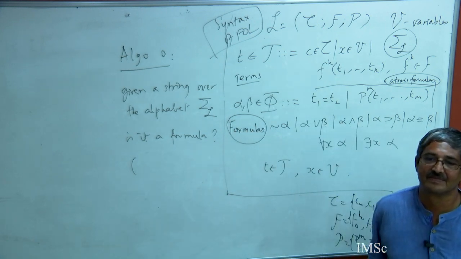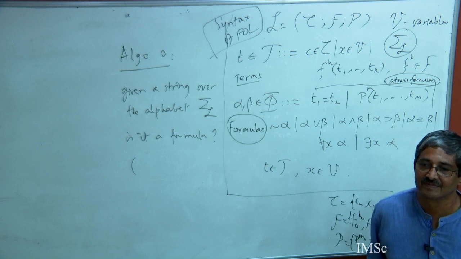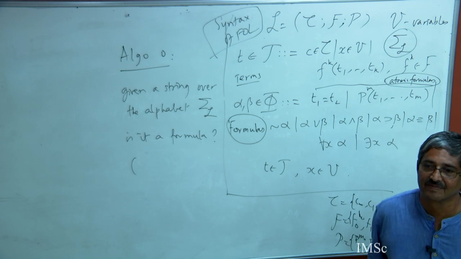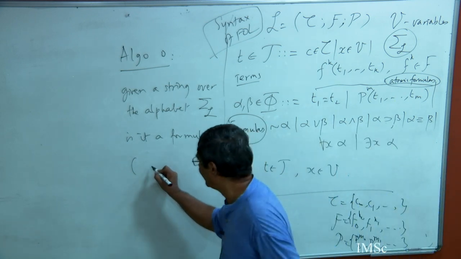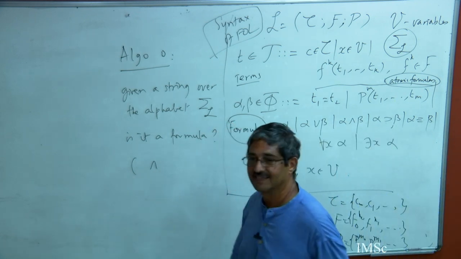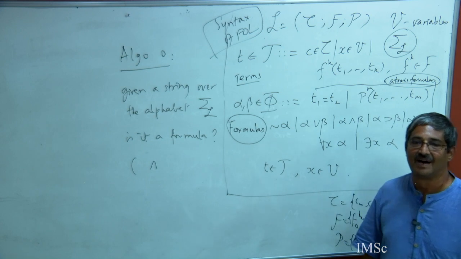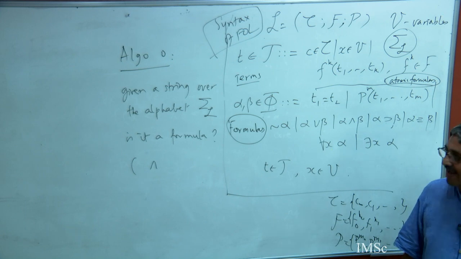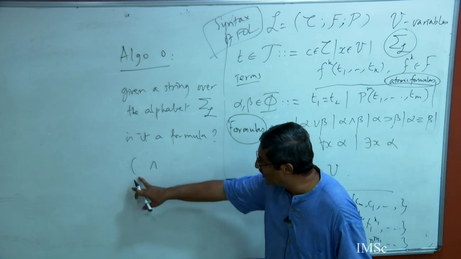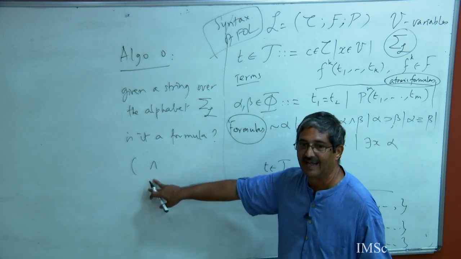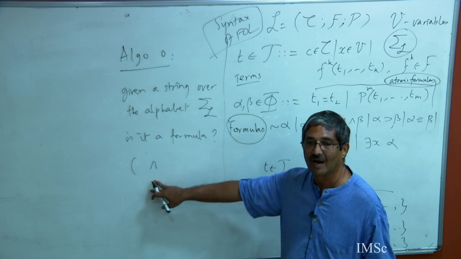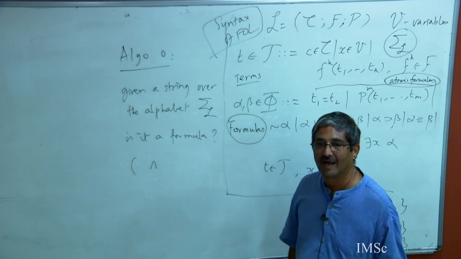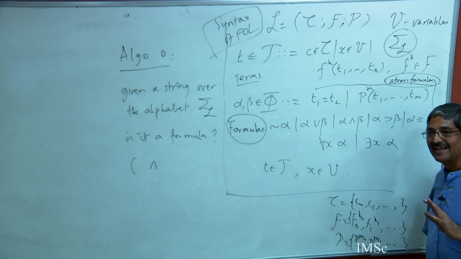Then I will scan through the entire string until I reach the first connective, the principal connective of that formula. Let's say it is this. What principle can I do? I don't know anything. It's a string. I'm processing the string. Okay. I saw a parenthesis and then you told me that I should keep on moving until I find a connective, and I found one. Okay.